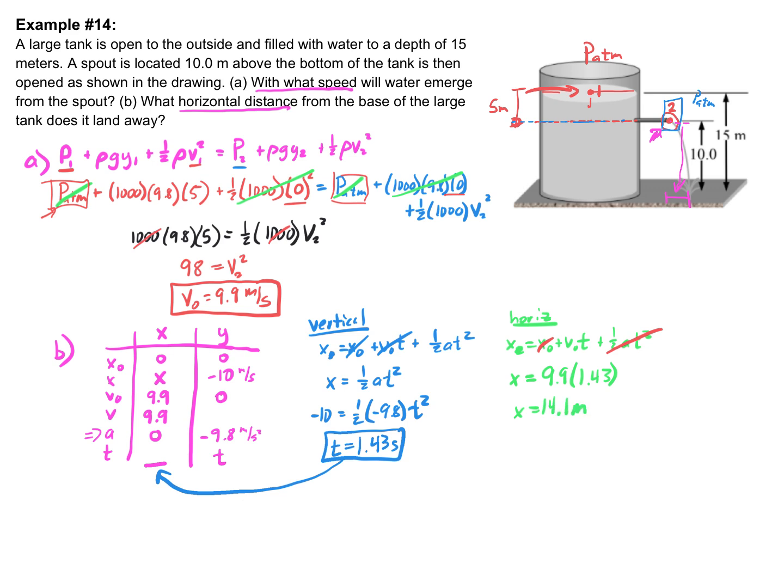14.1 meters. I do notice that this is only 2 significant figures. This one's 3. That's only 2. My 9.8 was only 2 sig figs. So I suppose the best answer here would be x equals 14 meters. And that's the answer to letter B. That is the horizontal distance that it will land away from the spout. All right? So assuming that the spout there is really short, I guess it would be 14 plus whatever the length of the spout is, but that wasn't given, so we'll go with 14.